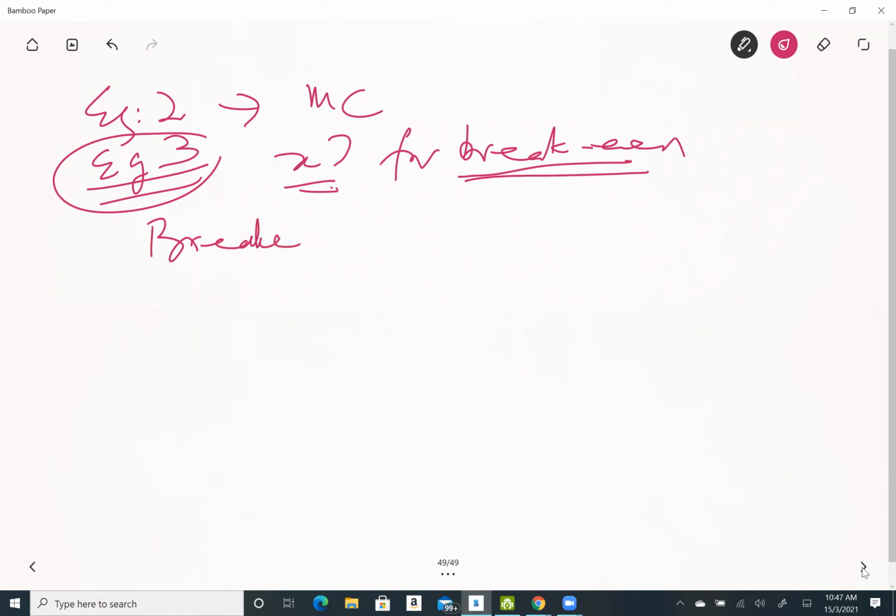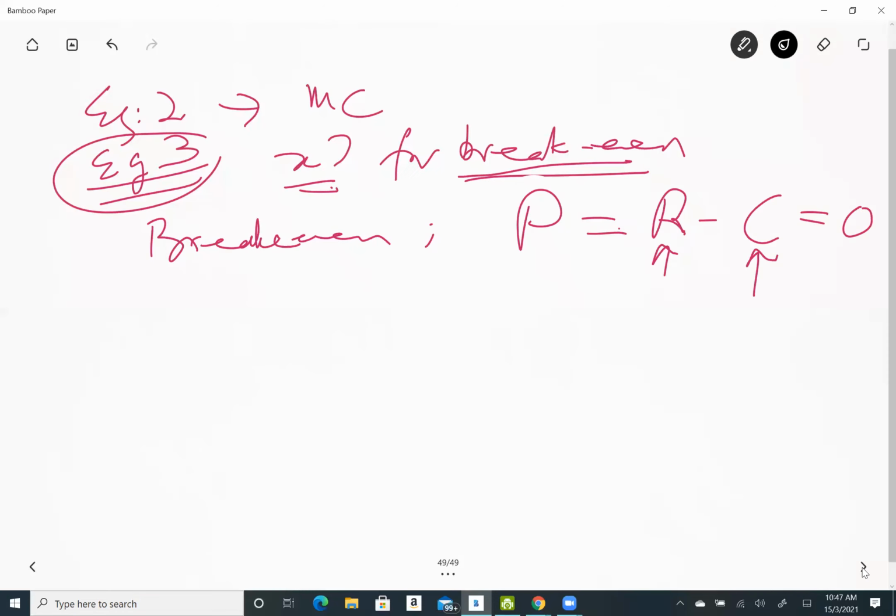Break even means your profit is equal to 0. So our condition for break even: P equals R minus C equals 0. So what you need is revenue, and what I need is cost, because it is not given. But it is not difficult to determine.